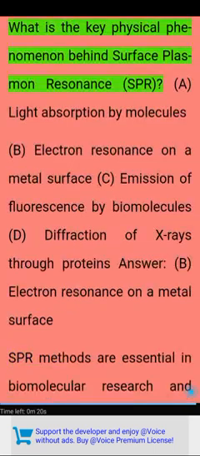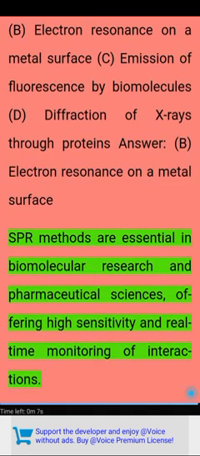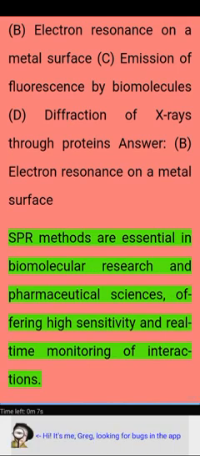CSIR NET 2017. What is the key physical phenomenon behind surface plasmon resonance, SPR? A. Light absorption by molecules. B. Electron resonance on a metal surface. C. Emission of fluorescence by biomolecules. D. Diffraction of X-rays through proteins. Answer: B. Electron resonance on a metal surface. SPR methods are essential in biomolecular research and pharmaceutical sciences, offering high sensitivity and real-time monitoring of interactions.